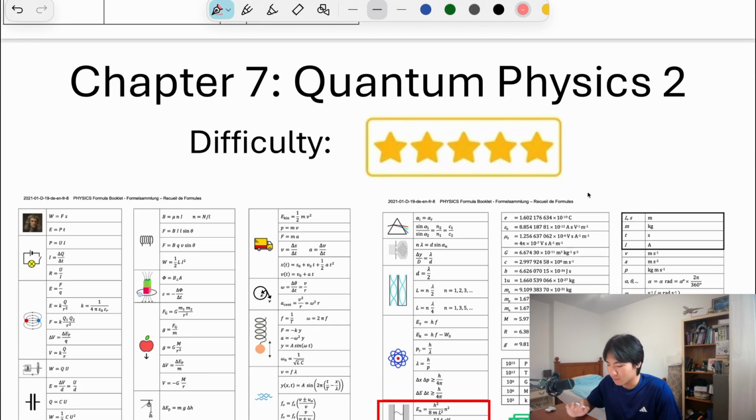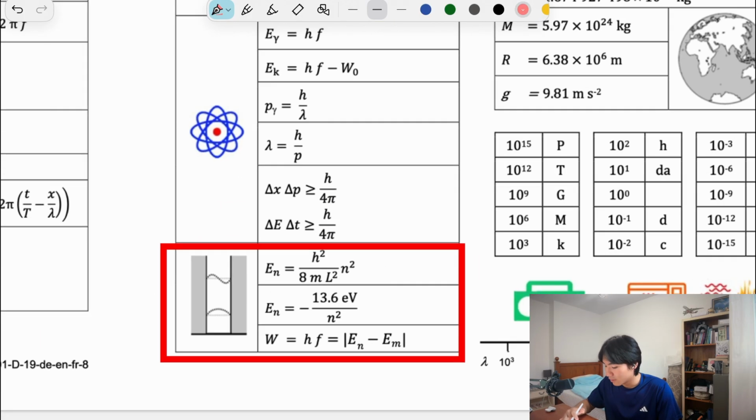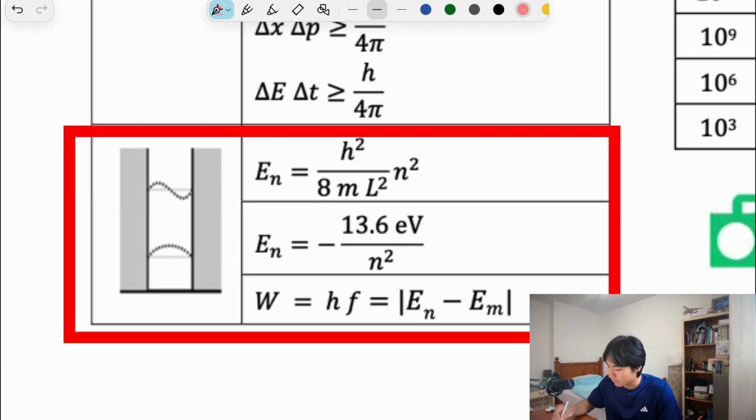And chapter 7 is going to be part 2 of quantum physics, because I don't want each weekly video to be 5 or 6 hours long. I want to keep them fairly manageable, because I don't know if I'll be able to edit a video that is 6 hours long, to be honest. So we're going to be studying these following equations here.